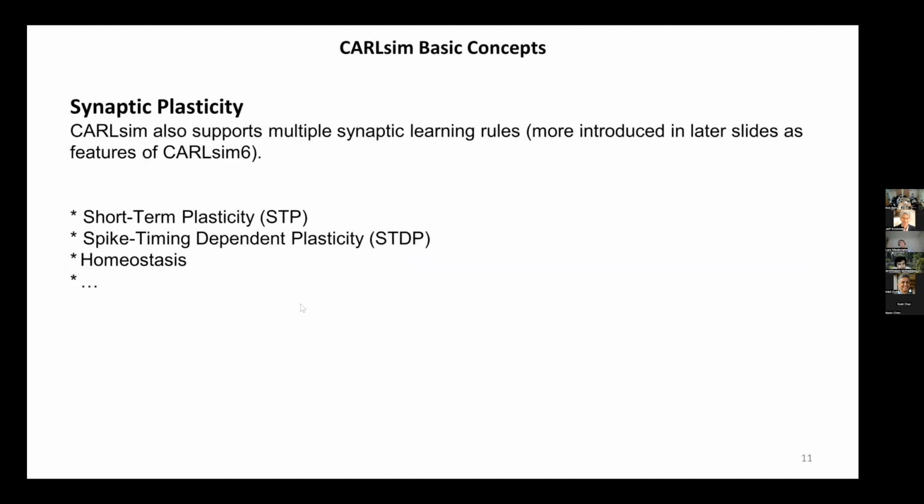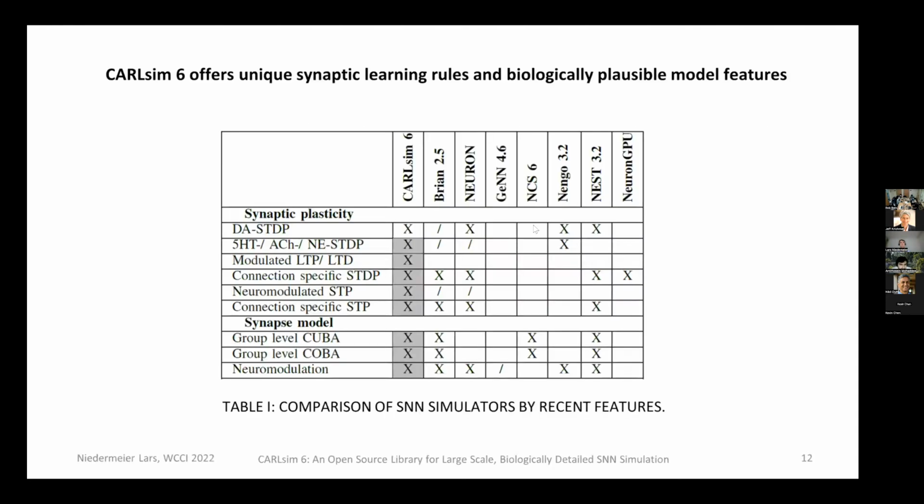Yeah, and for the synapses between the neurons, we also allow giving them synaptic plasticity. For now, we support, for example, STP, STDP, and homeostasis, and we are going to have some more synaptic plasticity modes introduced as new features in CARLsim 6. So yeah, we can go to the next slide.